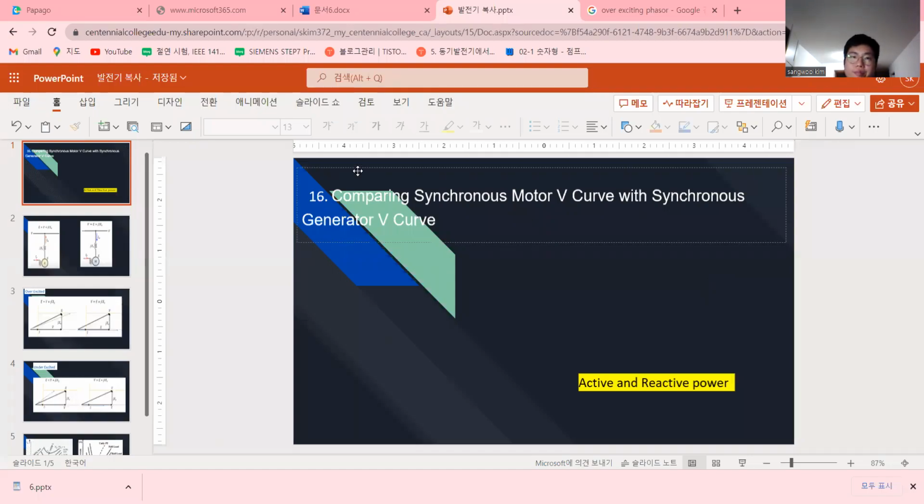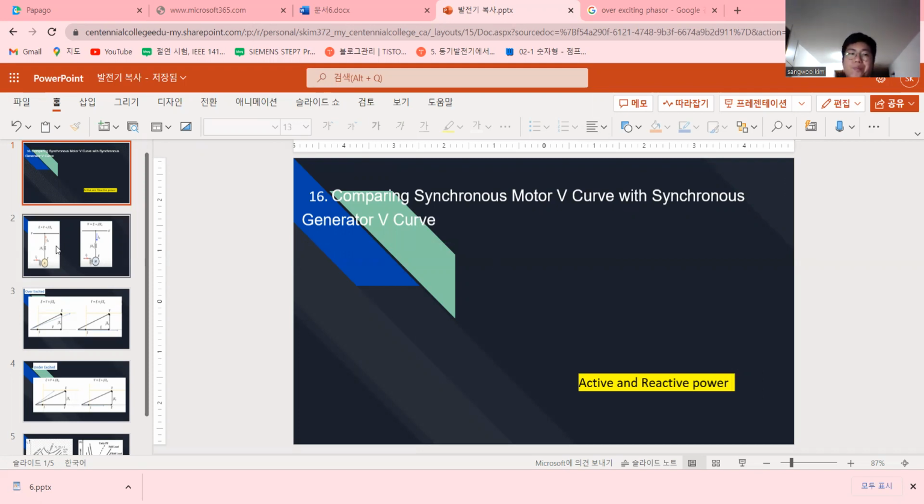Hi guys. Today we will learn about the synchronous motor V curve. We will compare it with the synchronous generator curve. It looks like both of them are V-shaped, but we can get confused about how to interpret them. You know what I mean?